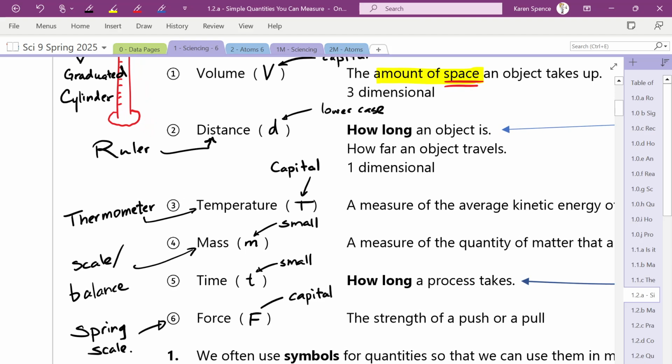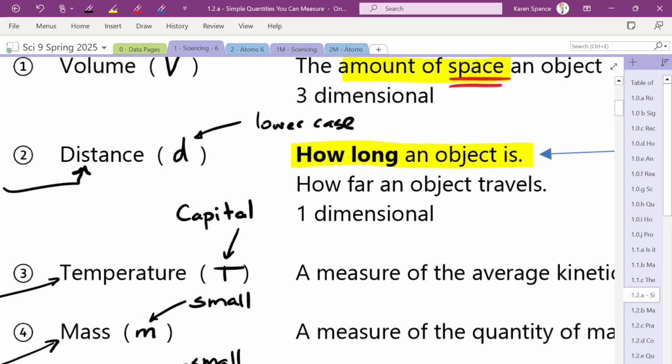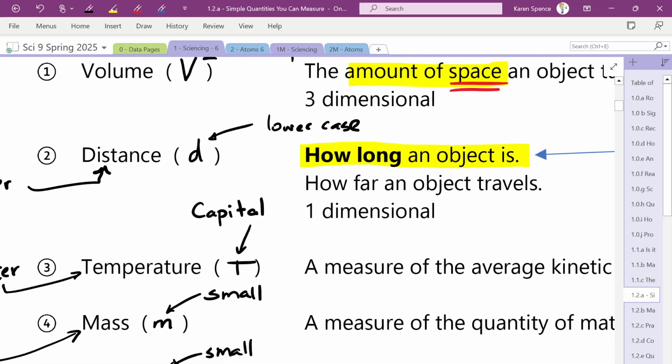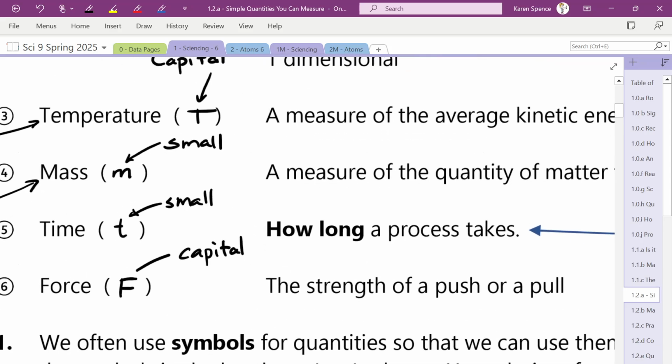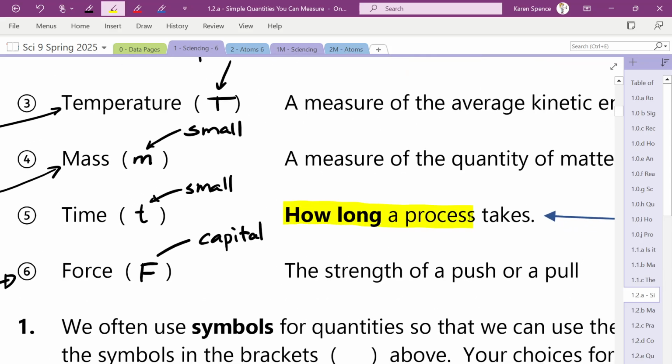So volume is the amount of space taken up. Distance, now you have to watch out for this because there's a couple of how longs. You might want to measure how long an object is, and that would be the distance or the length. But if you want to measure how long a process takes, would you be using a ruler? No, you'd be using a clock or a watch or whatever, okay? So just watch out for how long. It can be different in different circumstances.